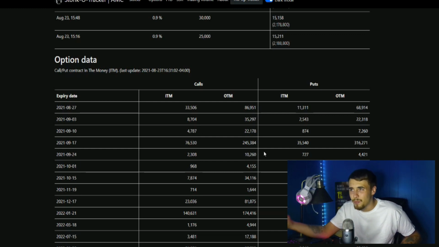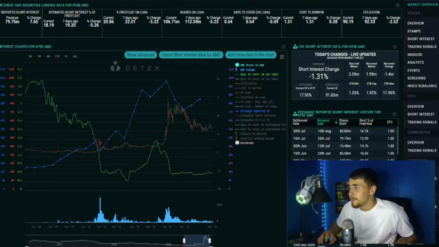Not really a big influence is going to be coming from the puts or the calls going into the money. There's just not a lot of options activity as we do typically see on weekly expiration weeks overall. Now, let's get into the Ortex data.